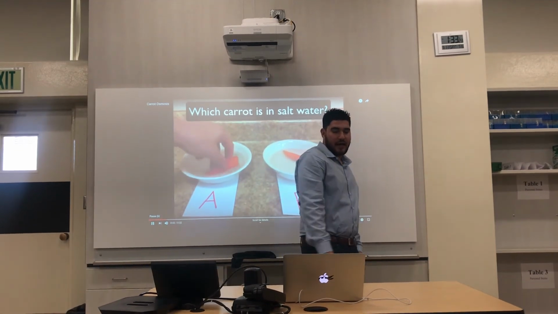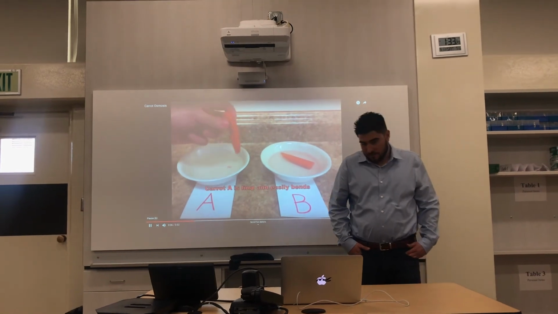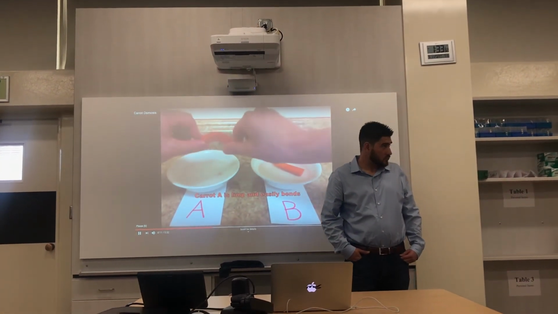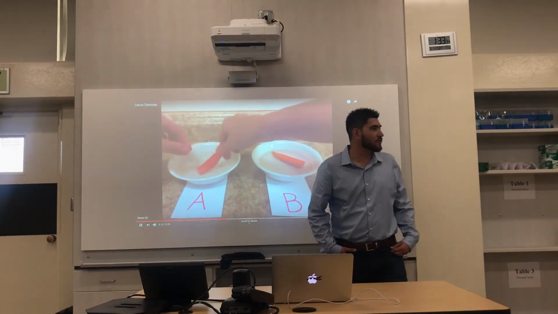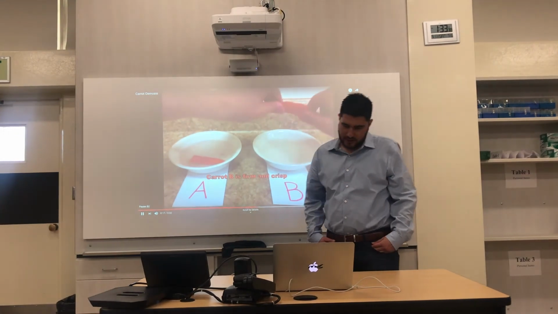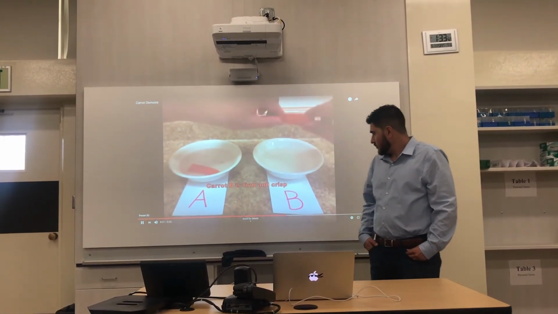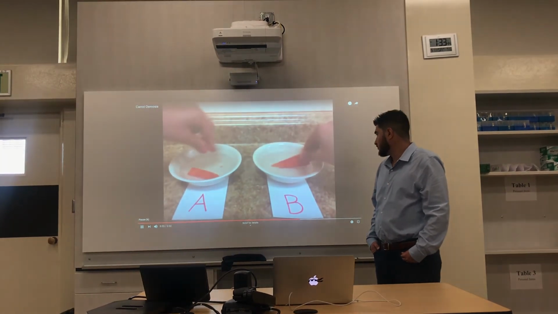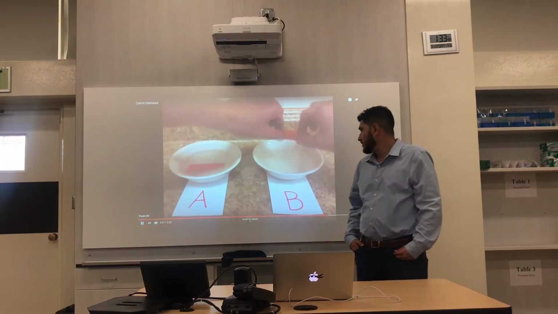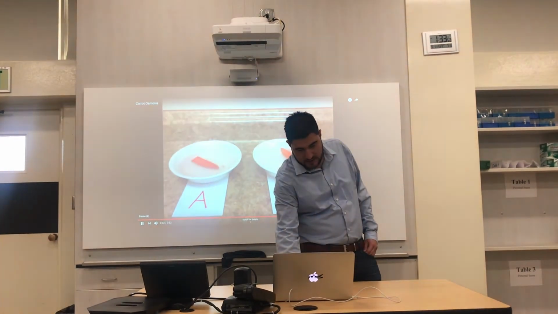So we have carrot A. It's looking pretty flimsy. It's limp and easily bends. And this is after soaking for about 24 hours. Versus carrot B. Firm and crisp. Doesn't want to bend at all. Again, carrot A, you can almost bend it in half. Carrot B, very firm, very crisp. So what do you guys think?